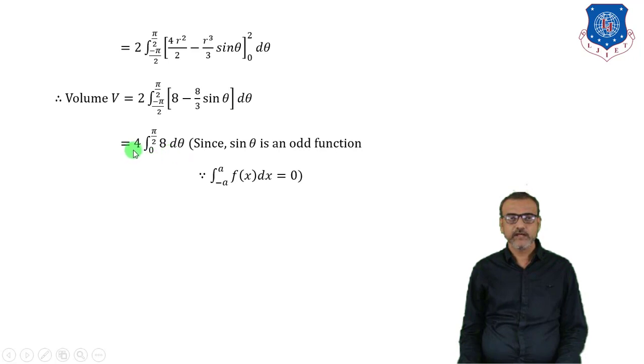Now 8 into 4 is 32, and the integration of 1 with respect to theta is theta. For the upper limit pi by 2 it is pi by 2, and for the lower limit 0 it is 0, so pi by 2 minus 0 is pi by 2, and pi by 2 into 32 equals 16 pi. Therefore the volume V equals 16 pi.